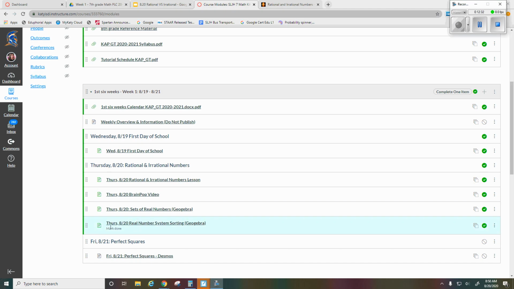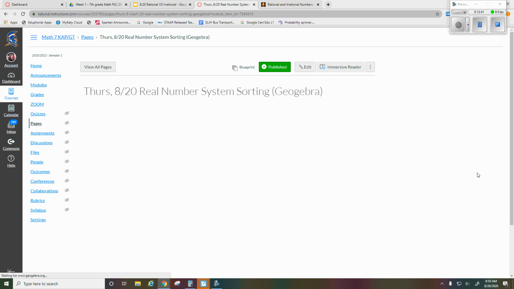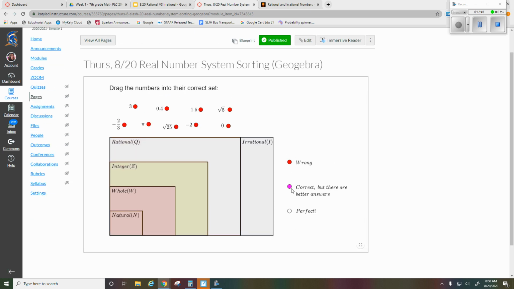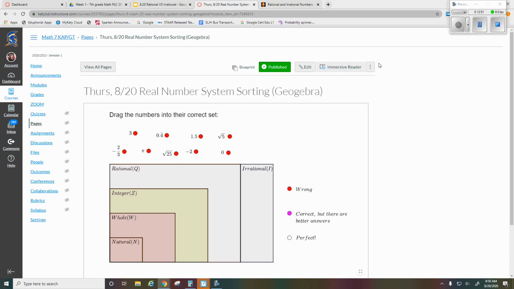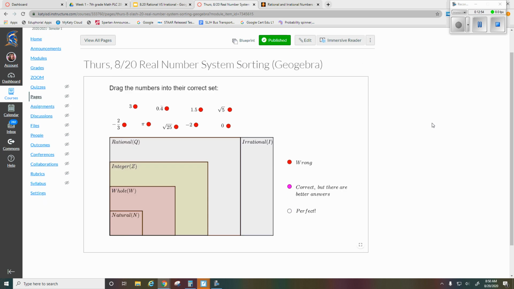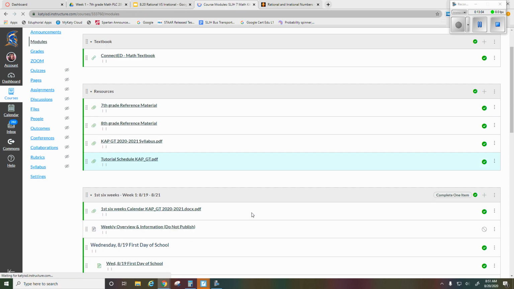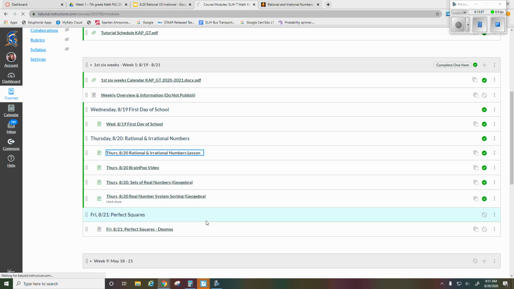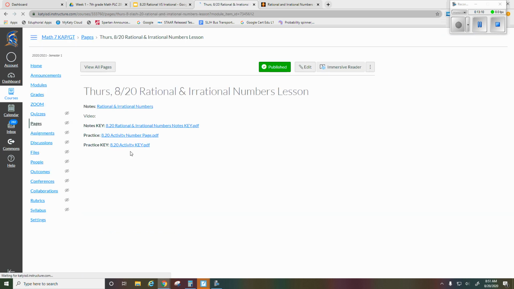All right, so here is where you're going to go, the real number system sorting. Click here, and then you are going to sort, and you'll be able to check, and you'll know if you're correct by the key here. Okay, and then when you're done, there'll be a button here for you that says mark as done. All righty. And then there is an extra practice after this in modules. Right here, if you go to the lesson, this is where you got the video. So you'll have the video. And then here is extra practice if you would like it along with the key. And that's all for today.